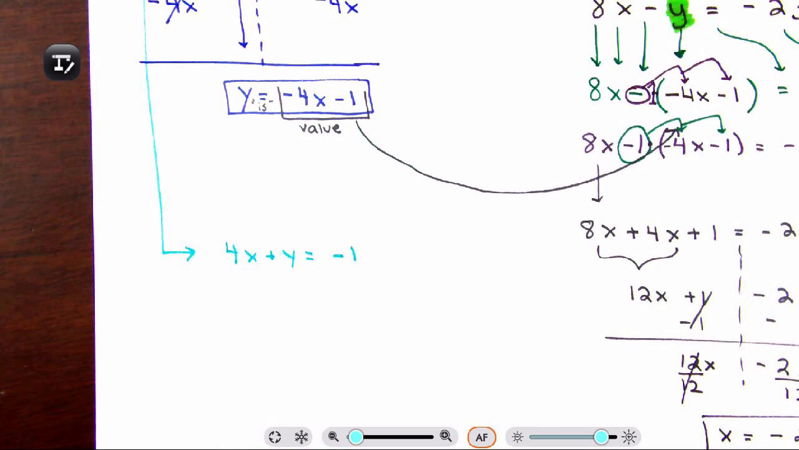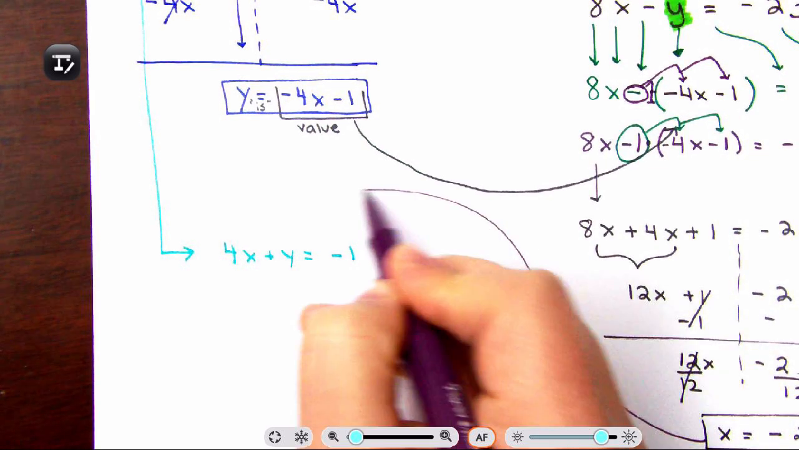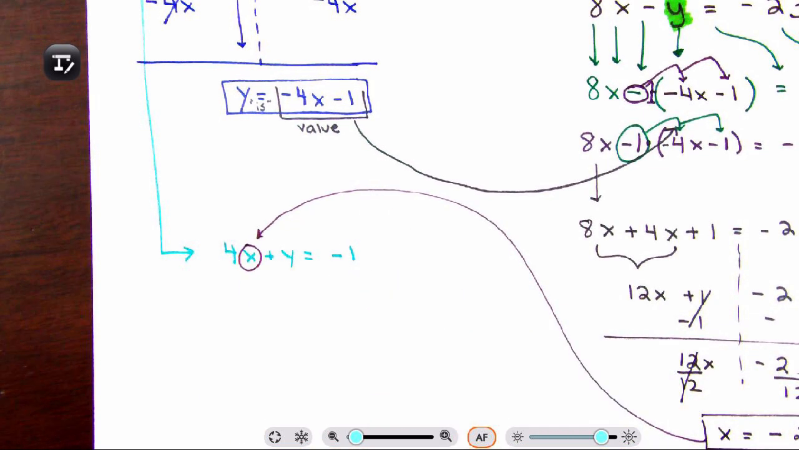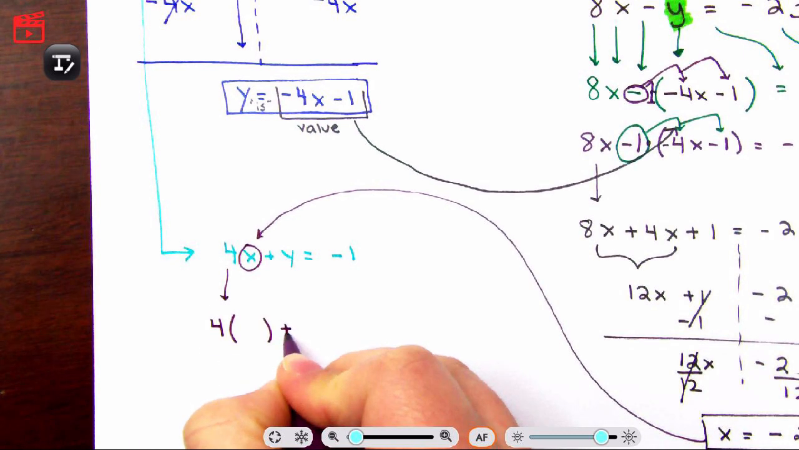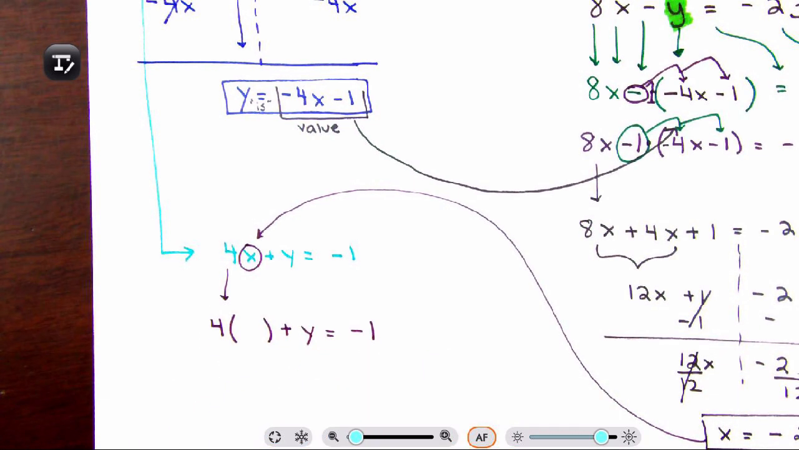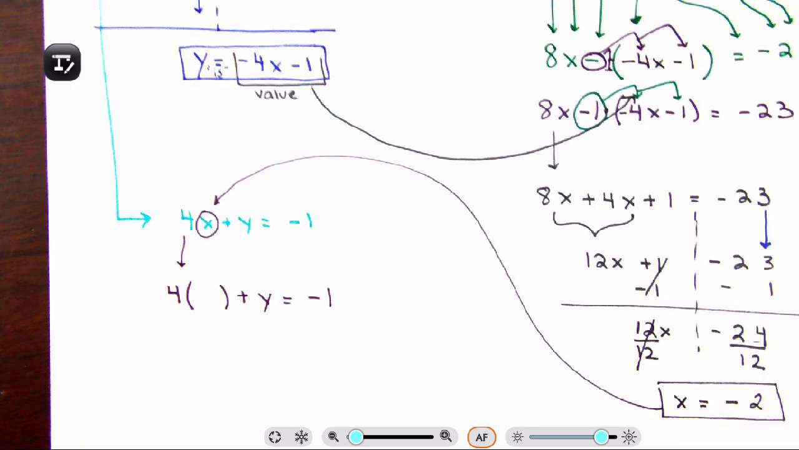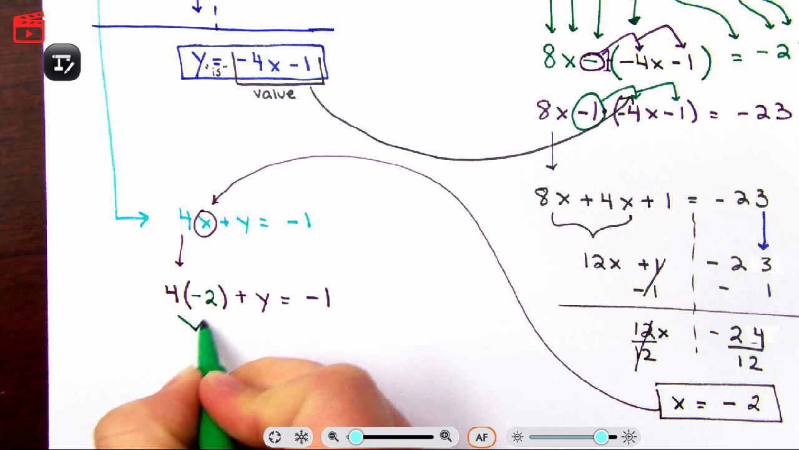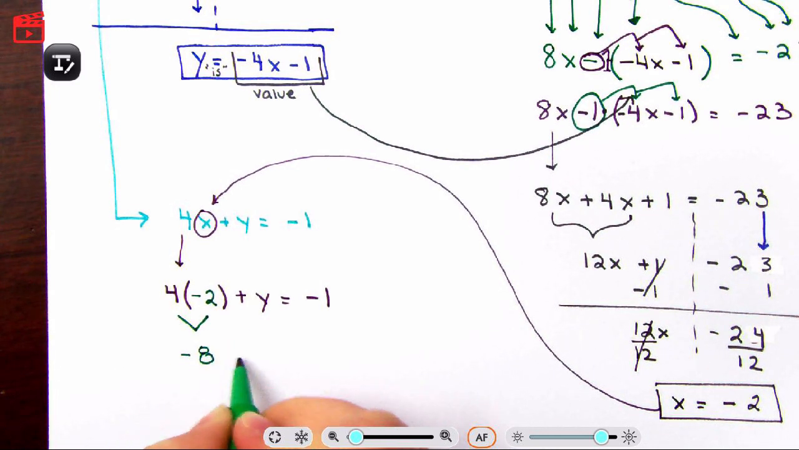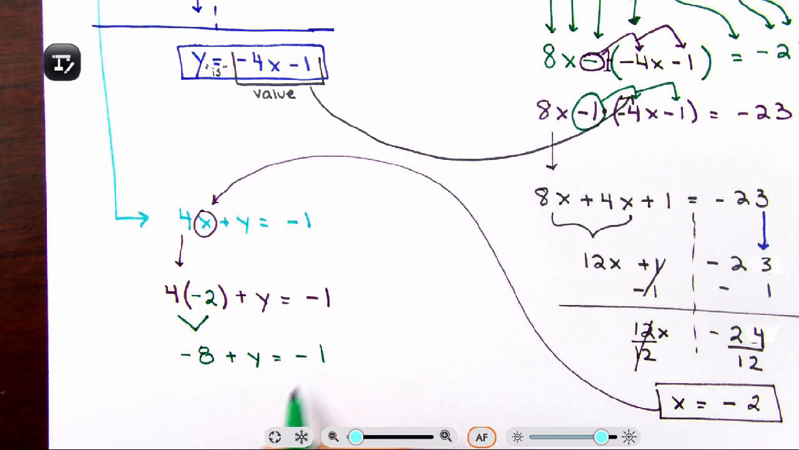And what are we doing? We are taking our x value, our x is, and we are going to replace the x that we have by using parentheses. So we have 4 parentheses plus y is equal to -1. What does x equal to? X is -2, so we're plugging in -2 here. This is multiplication, so I have a -8 plus y is equal to -1. Dotted line, this is a one-step equation. I'm adding 8 to both sides. Use a calculator or counters or a number line for this one here, which would give me a +7.